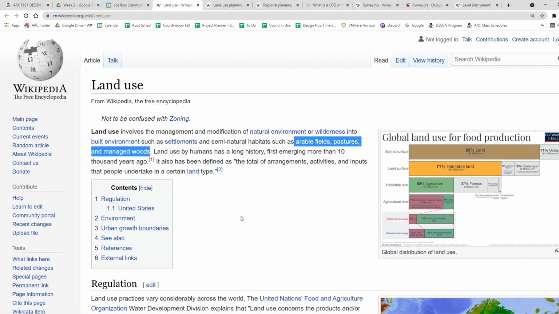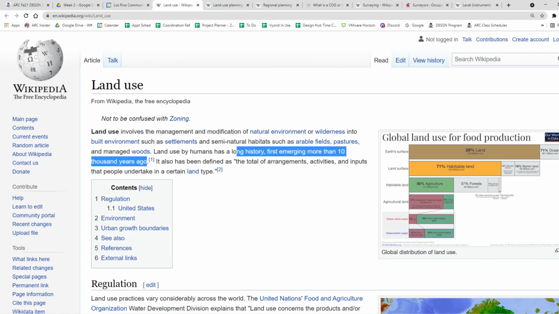So that's why we want to talk about this in a certain way. It's been around for a long, long time. I'll bet it's been even more than these 10,000 years, but that's when, in history, we can find some sort of evidence that land use was managed or planned or there were modifications. So that's what we mean by land use.